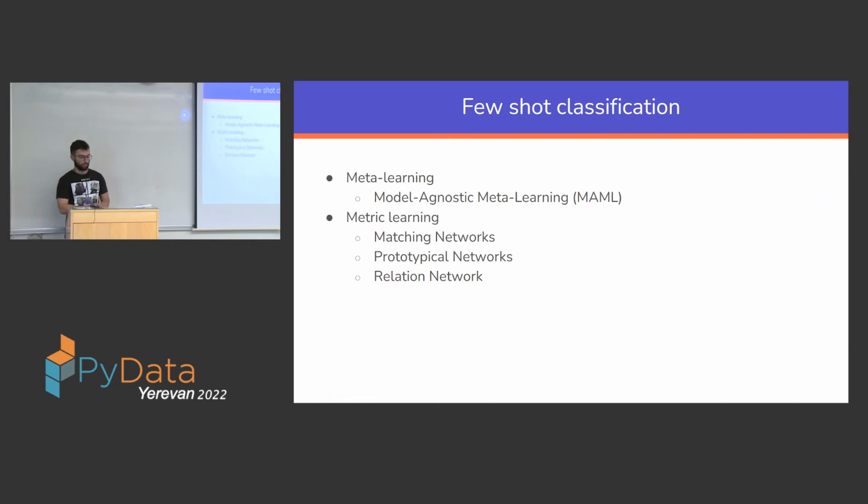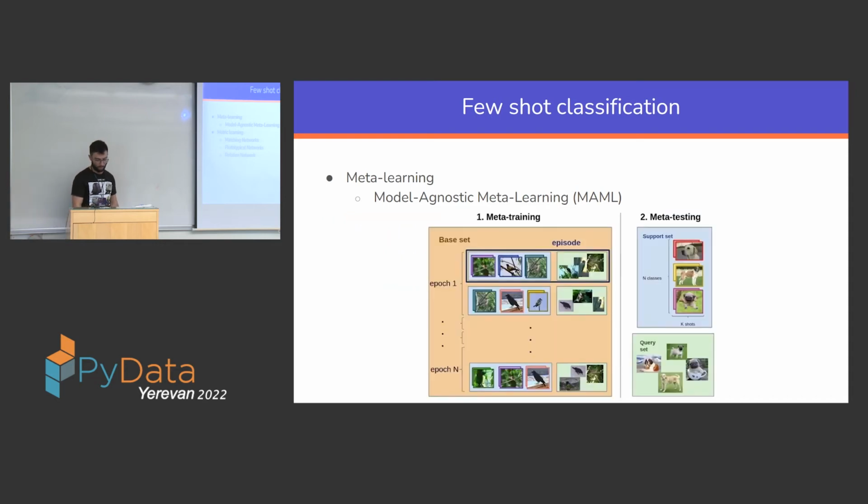Okay, so for few-shot classification, there are mainly a couple of ways of doing it. I will talk about two of them, meta-learning and metric learning. During meta-learning, here is what's happening in the image. We have two stages. The first is meta-training, and the second is meta-testing.